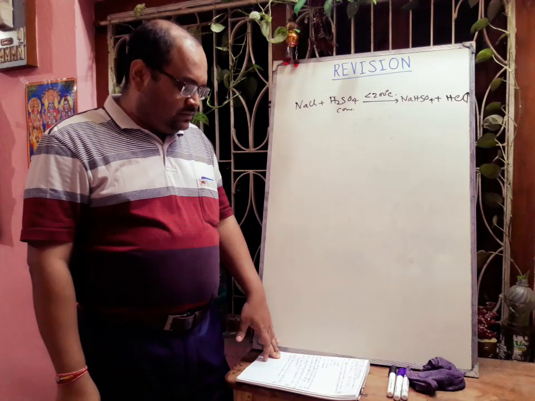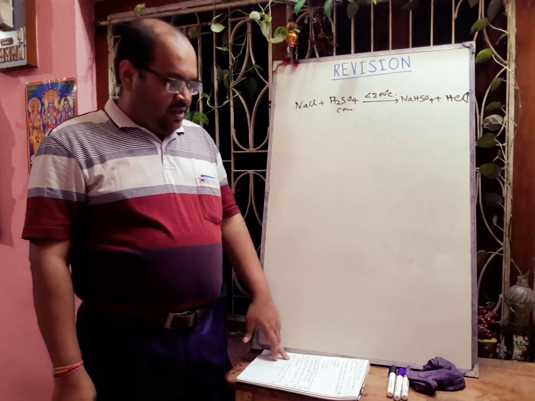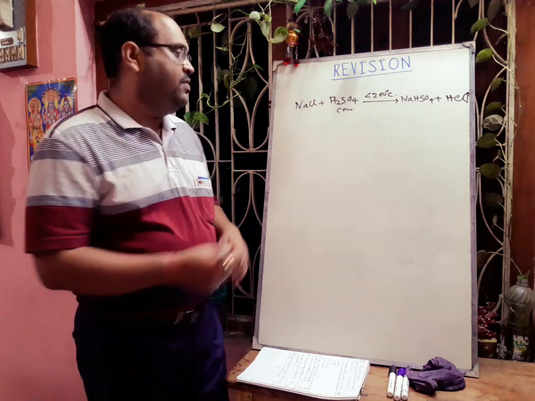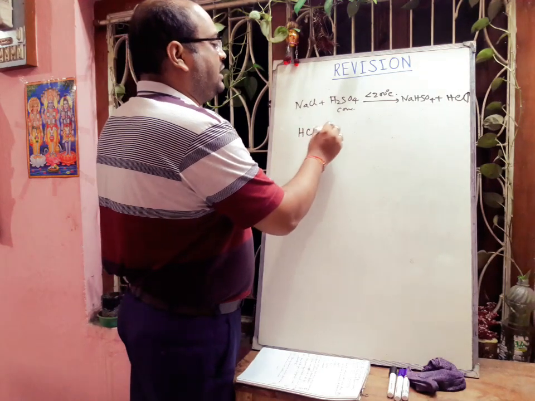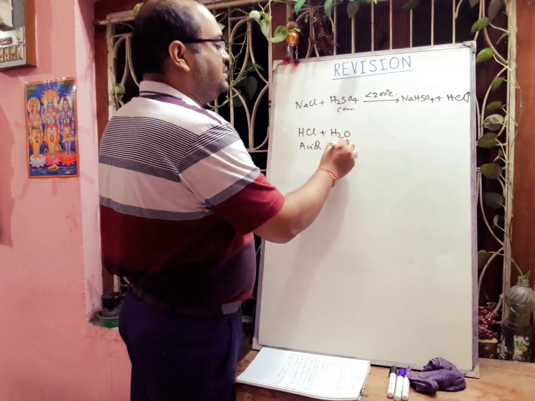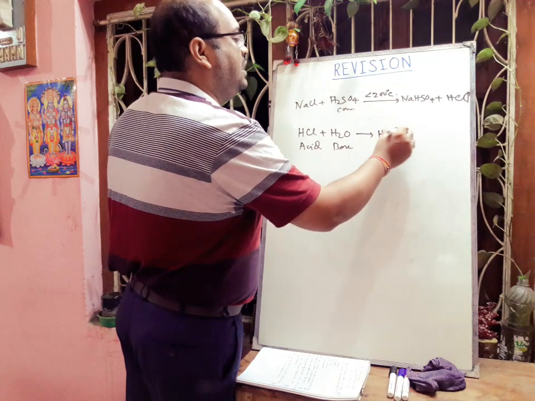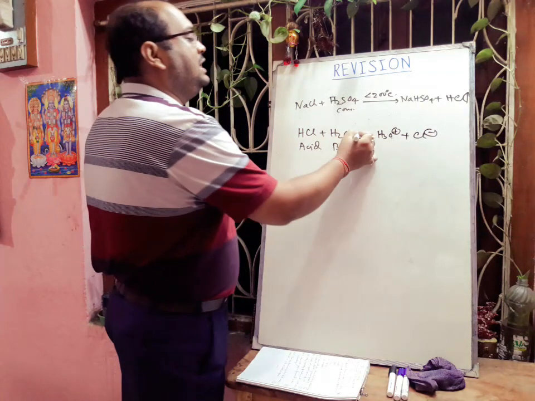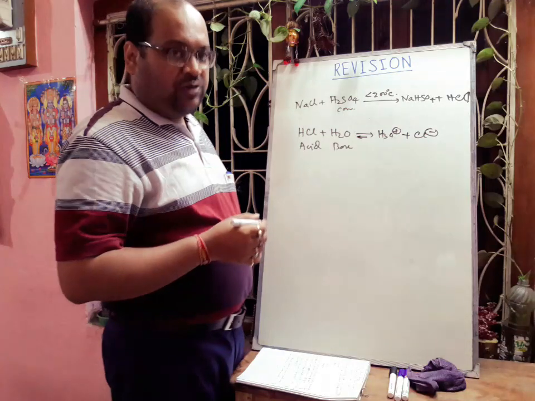Next we will discuss question number 6. That is, show by chemical reaction that water can act as an acid as well as a base. Whenever HCl is reacting with water, HCl is the acid and water is the base. Why? Because water will accept one proton from HCl, forming hydronium ion plus Cl minus. So here water is acting as a base because it is accepting a proton.